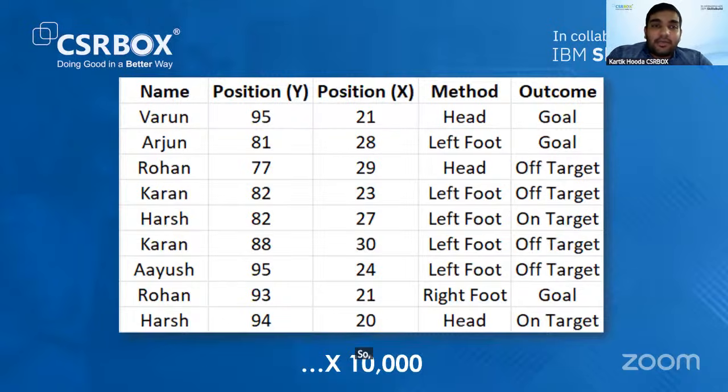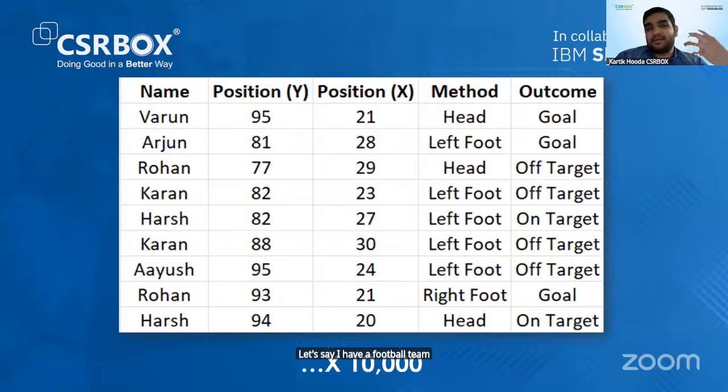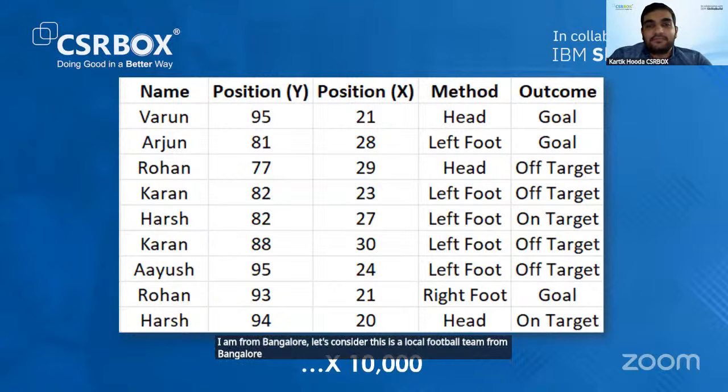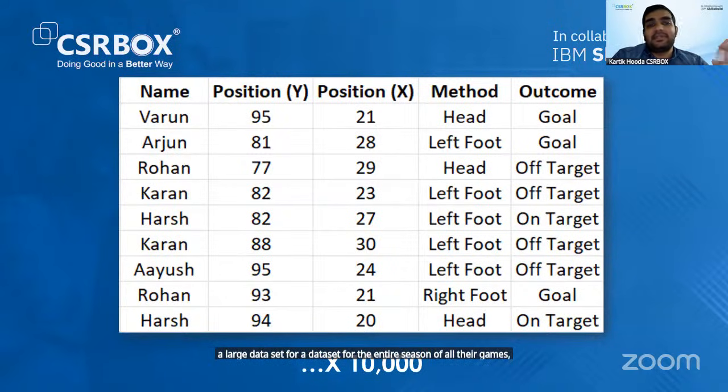So starting over here, I have this random data source. I have taken a small screenshot from it. Let's say I have a football team. Let's consider I am from Bangalore, and this is a local football team from Bangalore that I am part of as an analyst. And I have been given a large data set for the entire season of all the games that they have played in the entire season. And this data set contains over 10,000 values.